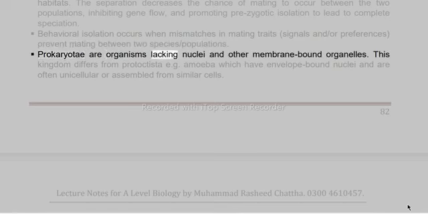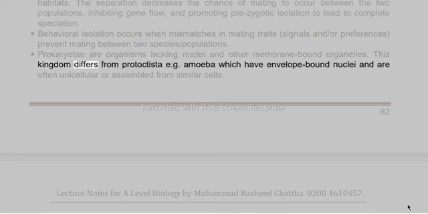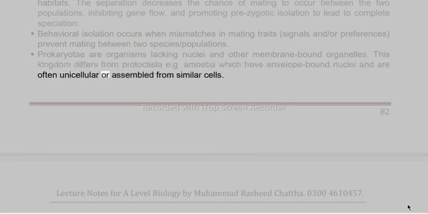Prokaryotes are organisms lacking nuclei and other membrane-bound organelles. This kingdom differs from Protoctista, e.g. amoeba, which have envelope-bound nuclei and are often unicellular or assembled from similar cells.